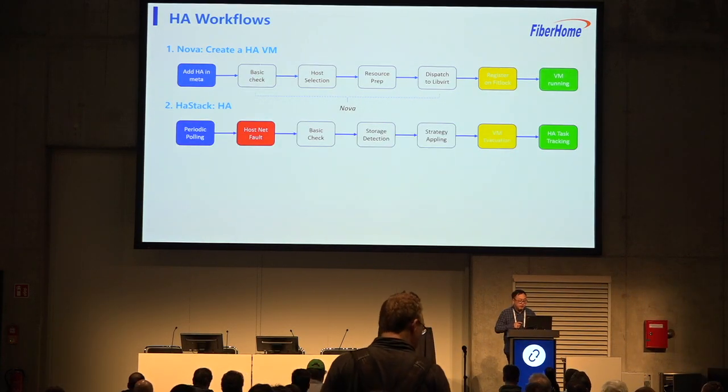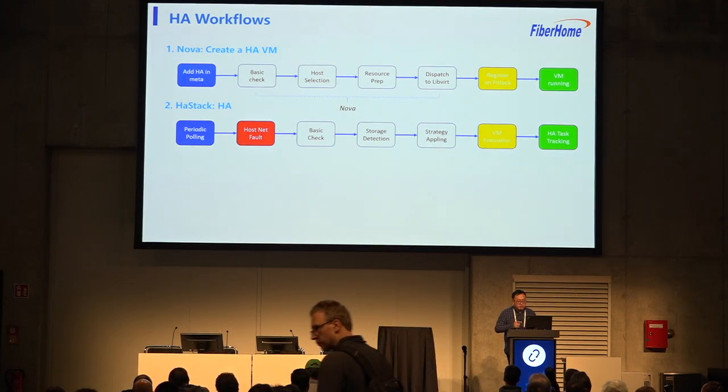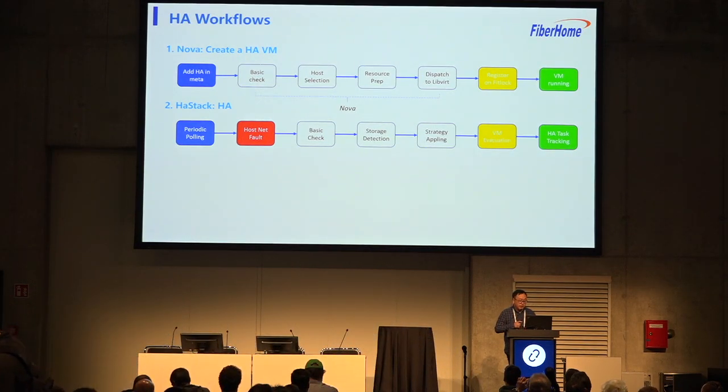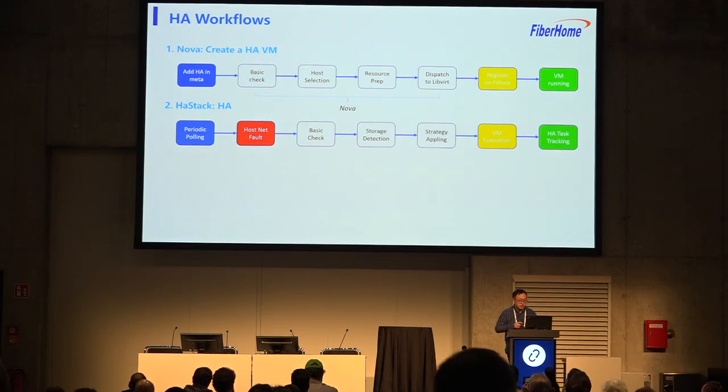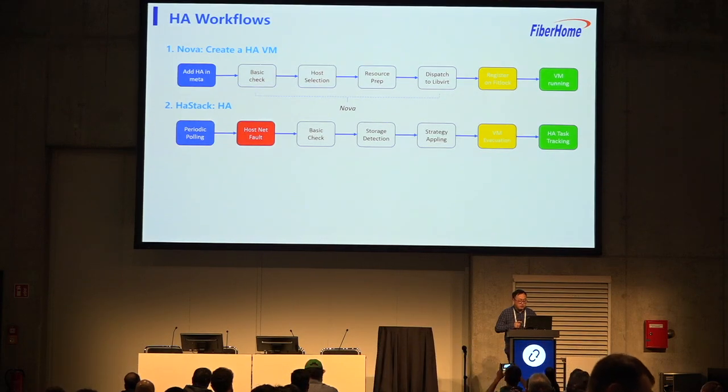And the second one is HA. The HA stack periodically polls the status of each node. And once a host network is abnormal, the HA process will be triggered. And after necessary basic checks and the storage detection, the HA VM will be evacuated from the faulty host, complying with the HA strategy. And then the HA stack uses task tracking to ensure the HA action is complete.